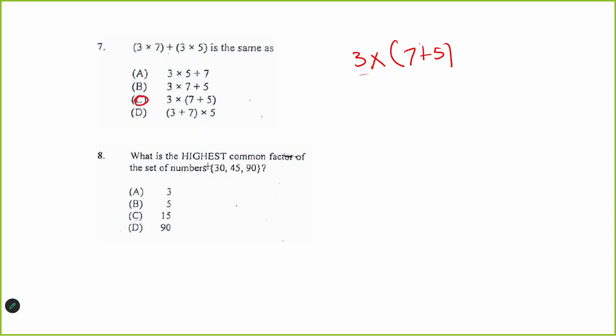The highest common factor is the largest number that could go into 30, 45, and 9. Could 3 go into all of these numbers? Yes. Could 5 go into all of these numbers? Yes. Could 15 go into all of these numbers? Yes. Could 90 go into all of these numbers? No. They want the highest common factor, so it would be 15. 15 could go into all these numbers.